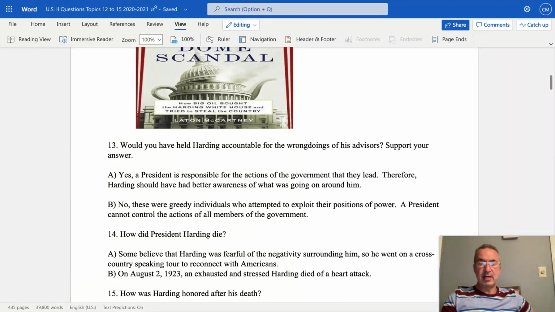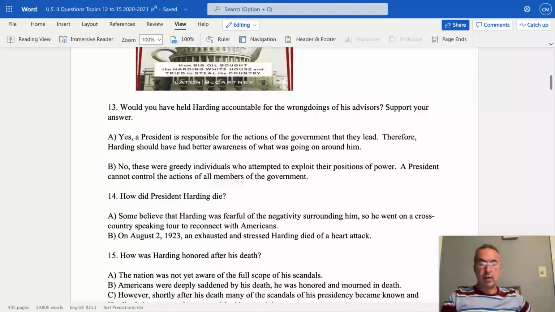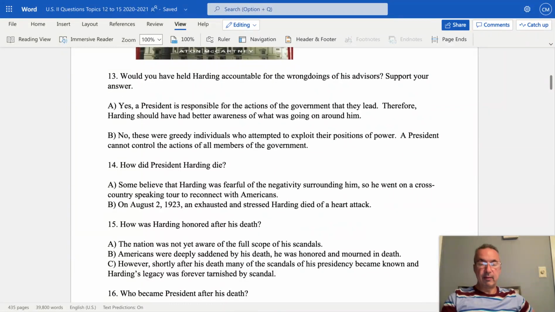And because the scandal was not yet fully known, when he died, he got the full honors of any other president. The nation was not yet aware of the travesty of the scandals. Americans were deeply saddened by Harding's untimely death. He became the second president since 1901, in this period of about 22 years, to die unexpectedly in the office of the presidency, with William McKinley dying in 1901 by an assassin's bullet.